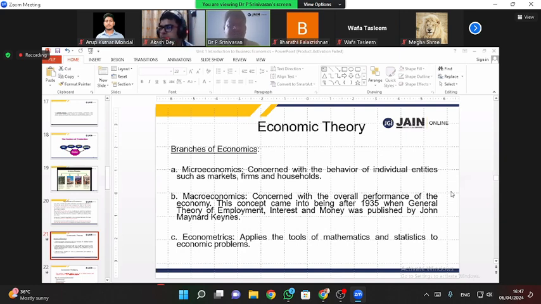Both have certain limitations. Even micro is based on certain limitations, based on some flawed assumptions, which cannot be applicable to the real-world scenario. Anyway, we'll see to it. But both are interdependent. That's what I want to tell you. Both are related with each other. Yes, that's what interdependent means.